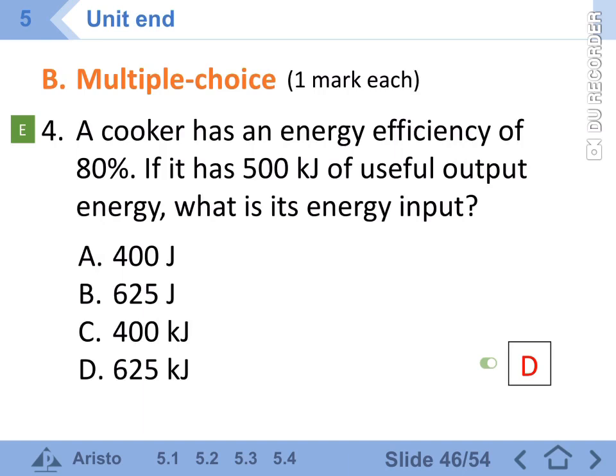Again, you should sit down and do the calculation once and make sure you know how to get this done. But if you have got a handle on how to do the equations on efficiency already, then you can come up with the correct answer just by looking at the answers, because the input has to be more than the output.